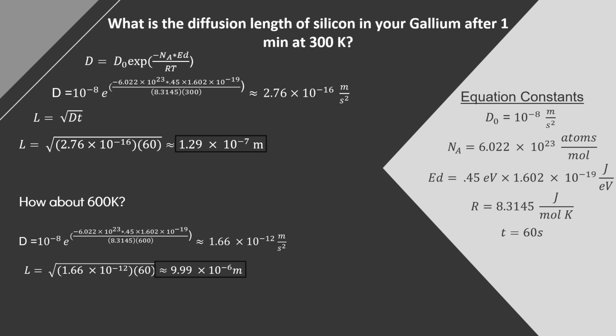When we use these constants for silicon diffusing into gallium, we find that the diffusion length of silicon after 1 minute at 300 degrees is approximately 1.29 times 10 to the negative 7 meters, and for the same duration of time at 600 degrees is about 9.99 times 10 to the negative 6 meters. Again, consistent with our conclusion on the last slide, particles move further at higher temperatures.